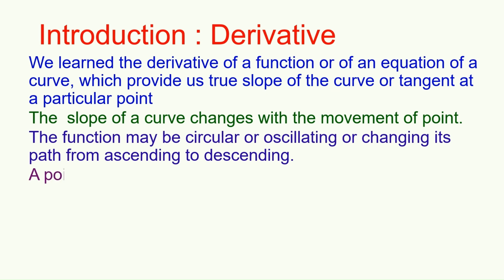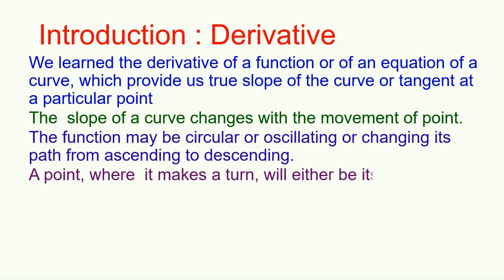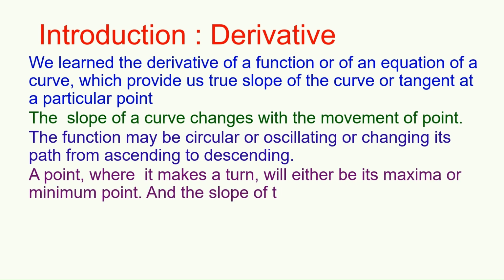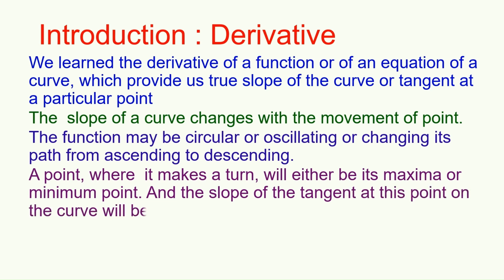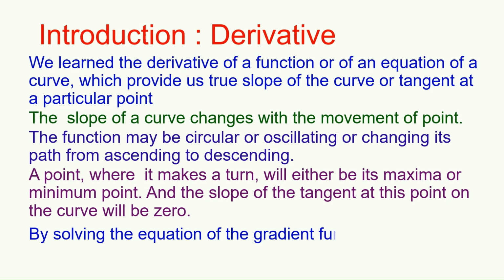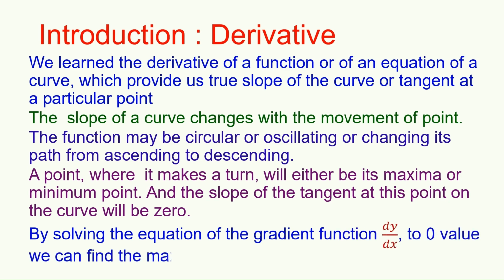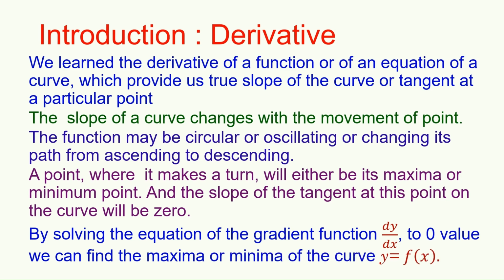A point where it makes a turn will either be its maxima or minimum point, and the slope of the tangent at this point on the curve will be zero. By solving the equation of the gradient function dy/dx and setting it to zero, we can find the maxima or minima of the curve. y equals f(x).